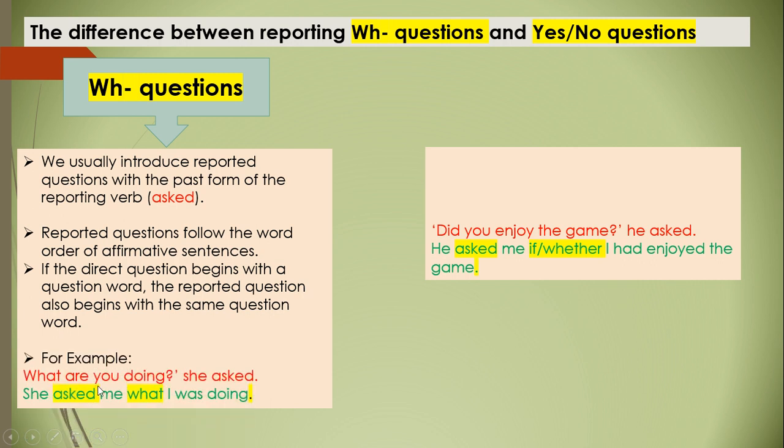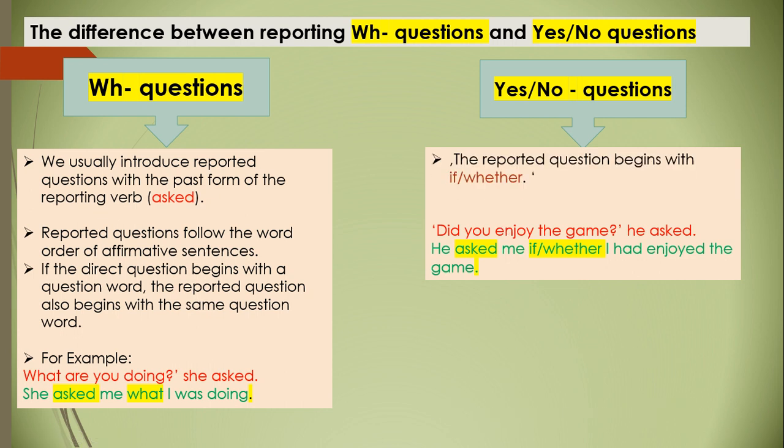For example, what are you doing? She asked. So she asked me what I was doing. Here in this sentence, I used the verb asked as a reporting verb. Then I began the sentence with the same question word, what. And after what comes a regular affirmative sentence, the regular order, which means subject and verb. I was doing: subject, verb, object. Okay, girls?